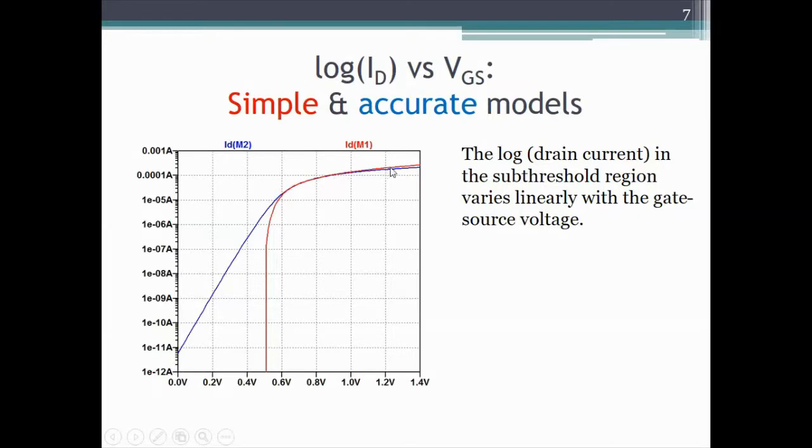So this I am plotting for a triode region with a very small drain voltage. So the current in this region will be linear with gate voltage.